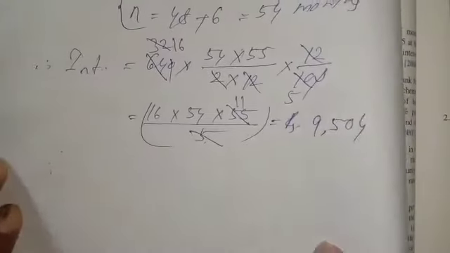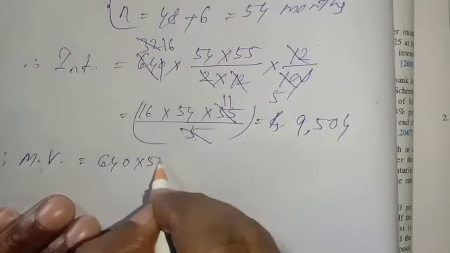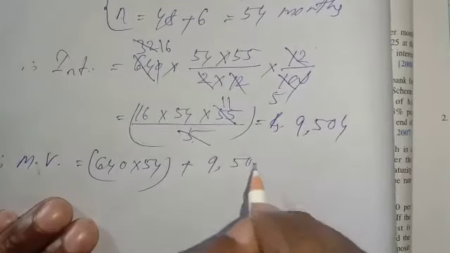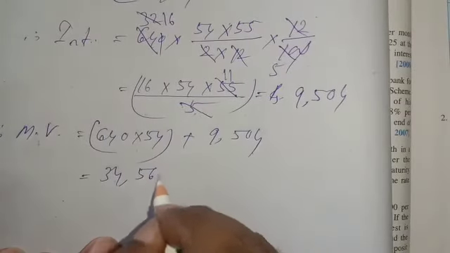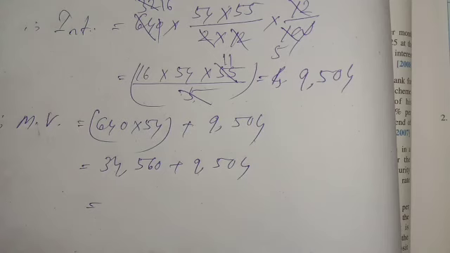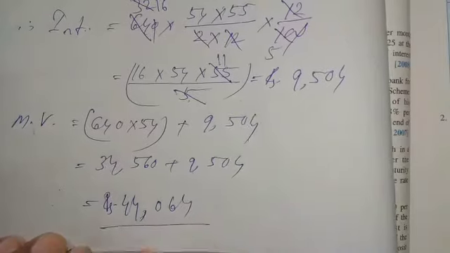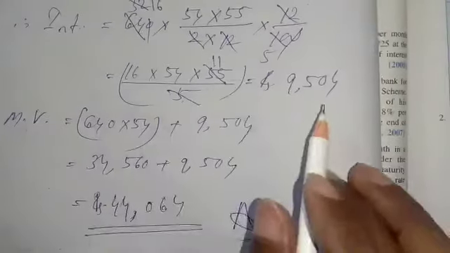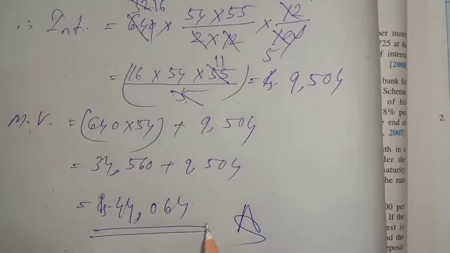After that you have to find the maturity value. Therefore, maturity value is equal to total money deposited, that is 640 into 54, plus interest 9,504. Multiplying 640 into 54 gives 34,560. Adding 34,560 plus 9,504, you get 44,064 rupees. The interest is 9,504, the total money deposited is 34,560, and including interest the maturity value is 44,064 rupees.